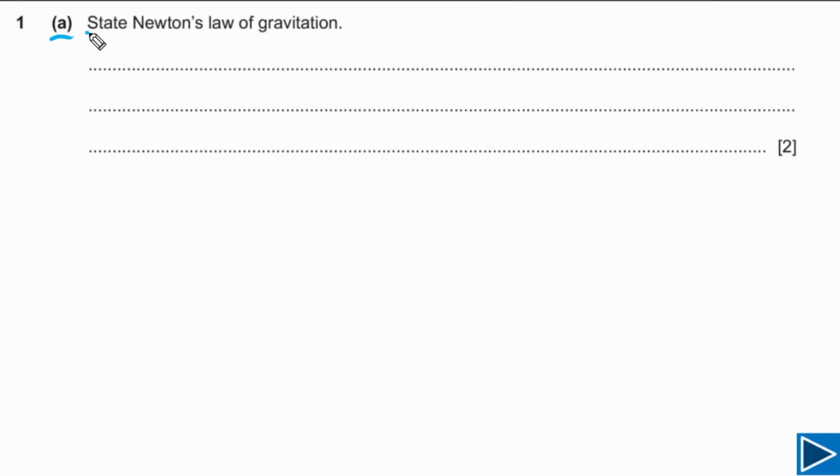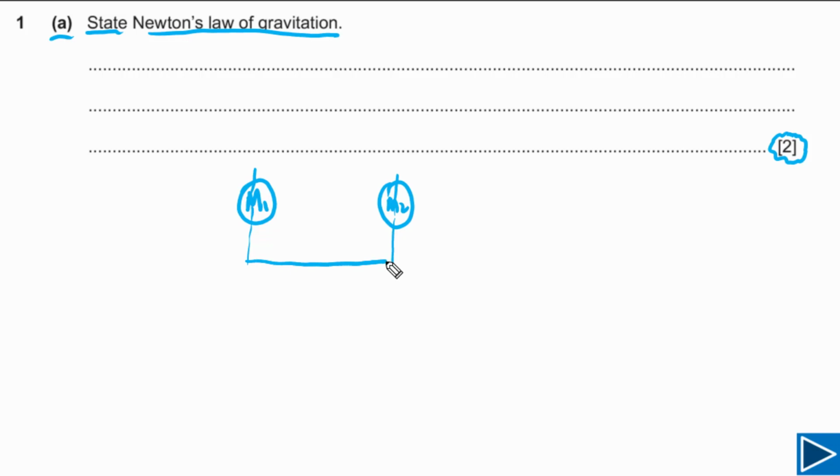For part A, the question is asking us to state Newton's law of gravitation. This question has 2 marks. And this is a typical type of question. It simply means that almost every year they will ask you to state Newton's law of gravitation. So let's try to understand what exactly Newton's law of gravitation is. Imagine that we have one mass, this is m1, and we have another mass, let's say this is m2. And let's say the distance between the centers of these two masses is equal to d.